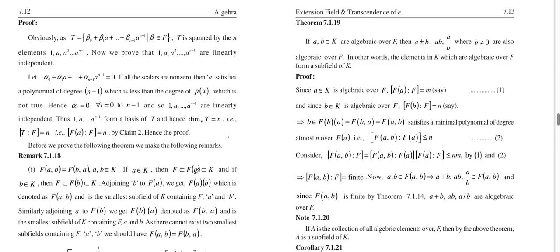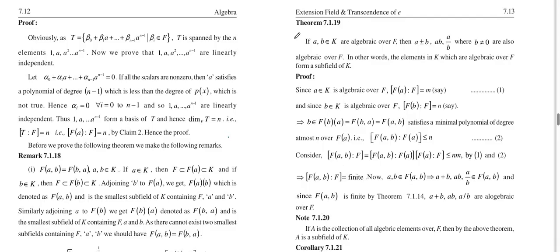If a belongs to K, then f is contained in f of a, which is contained in K, and if b belongs to K, you have this. Adjoining b to f of a, we get f of ab, which is the smallest subfield of K containing f, a and b. Similarly, adjoining a to f of b, we get f of ba. This is f of b, adjoining a to it, you get this, which is denoted as f of ba. And again, that is the smallest subfield of K containing f, a and b. As there cannot exist two smallest subfields containing f, a and b, we should have f of ab equal to f of ba.